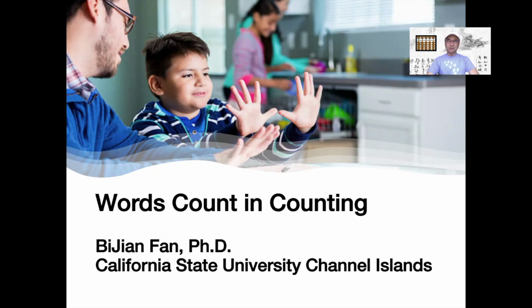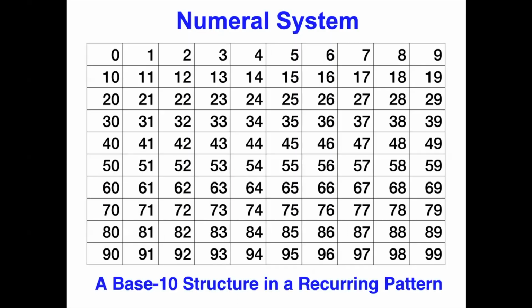Let's find out. Our numeral system is organized in a base 10 structure and a recurring pattern. 10 rows and 10 columns take you to 99. Each row and column has 10 numbers. There are only 10 distinct numbers, 0 to 9. The rest of the numbers are just combinations of them through 10. This is base 10 structure.